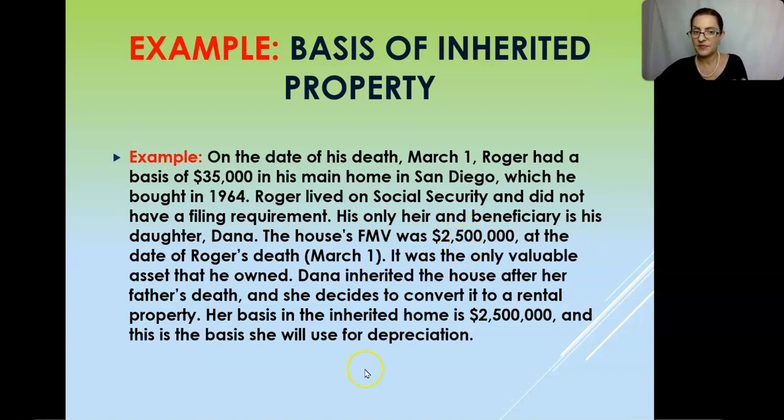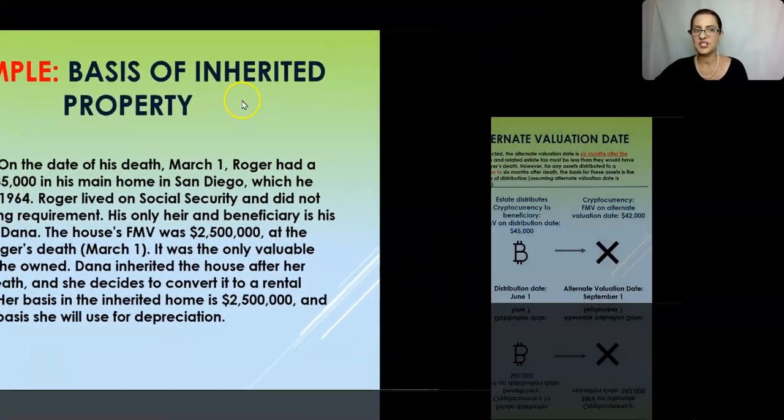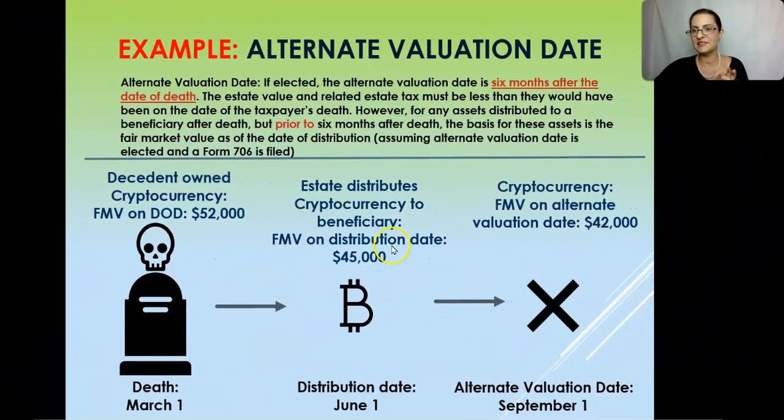Okay. But this is the basis of inherited property, right? It's the fair market value on the date of death. Okay. Not what he actually paid for the home. Alternate valuation date. Now, let me give you an example of that confusing line there.